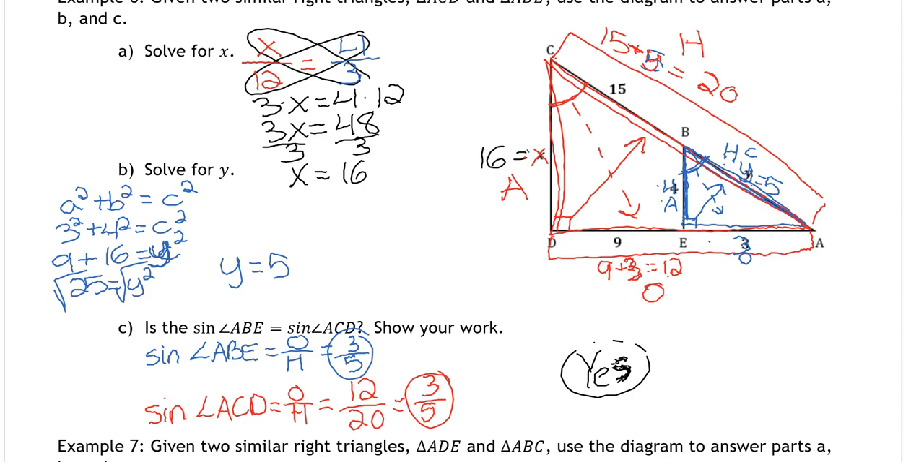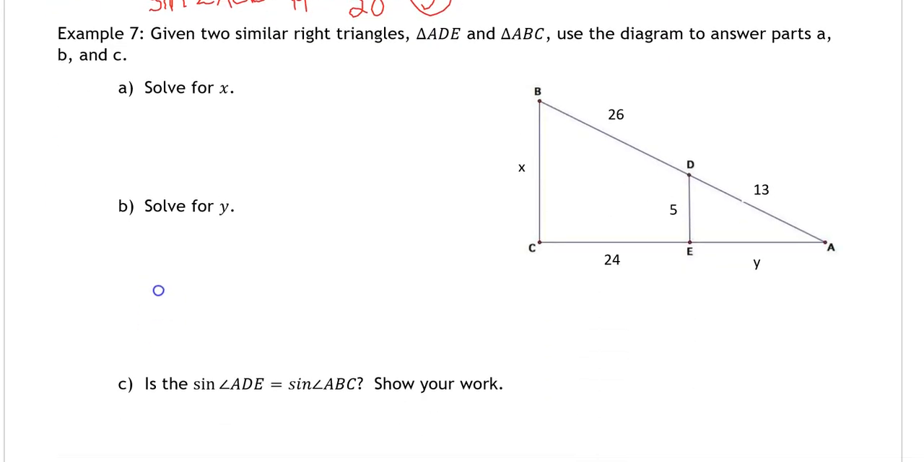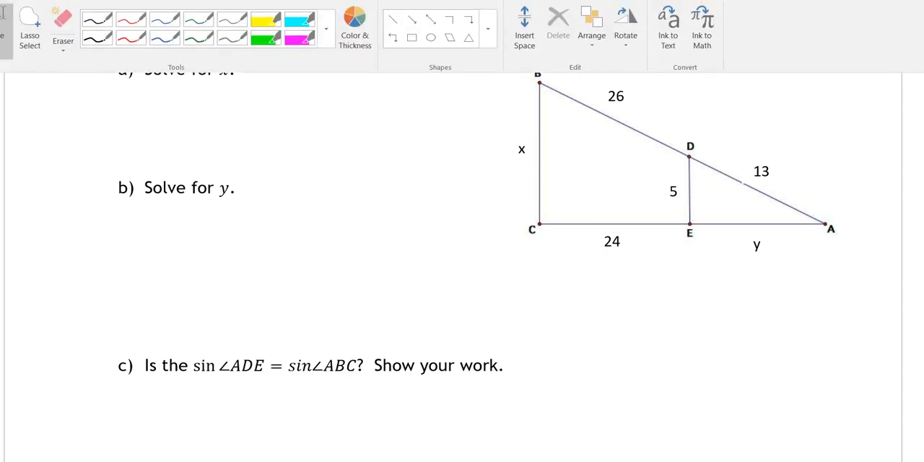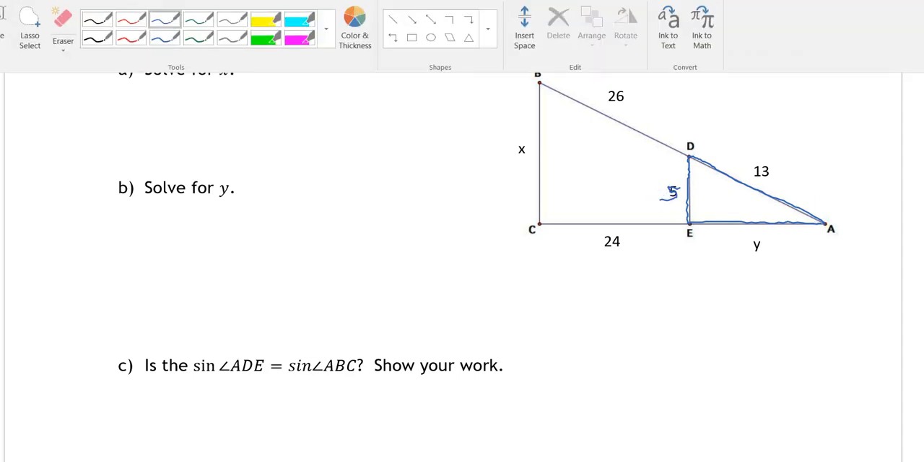And that's it. All right, let's look at one more example with this. So again, example 7. Given two similar right triangles, we have ADE and triangle ABC. Use the diagram to answer parts A, B, and C. So again, we're going to start by solving for x. Again, I'm going to start by looking at my two triangles. So I have triangle ADE, my blue triangle, which has sides 5.